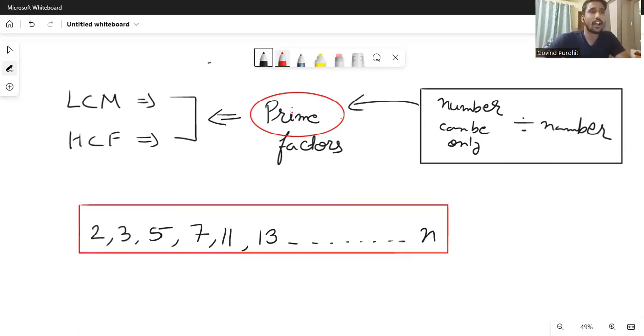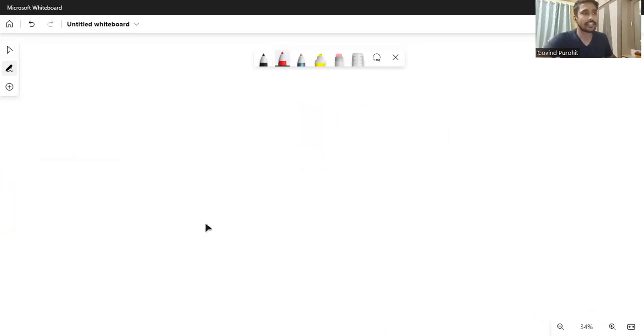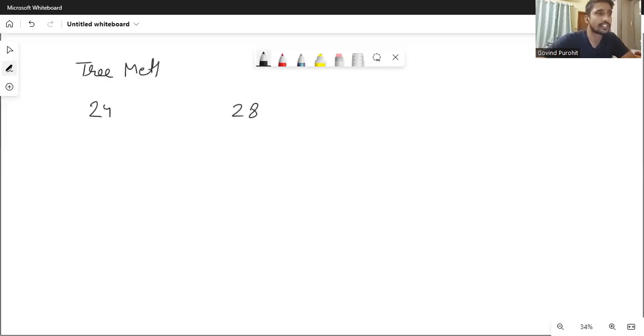Now let's discuss how to find factors or prime factors of a given number. For example, let's take two numbers, 24 and 28, and we are going to use the tree method, or the factor tree method. Do you remember your family tree? The same way we're going to use it here.